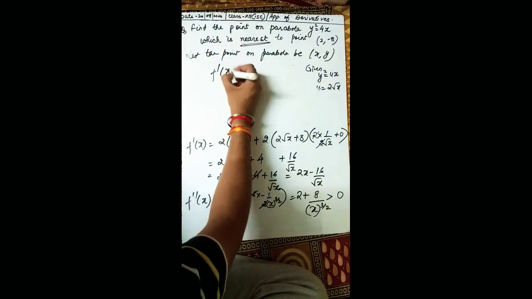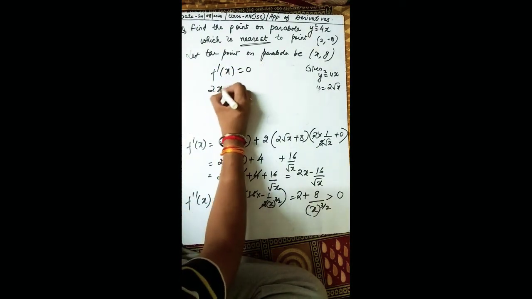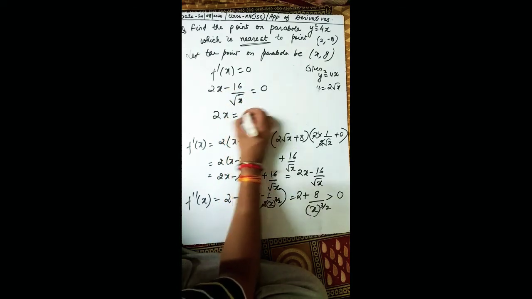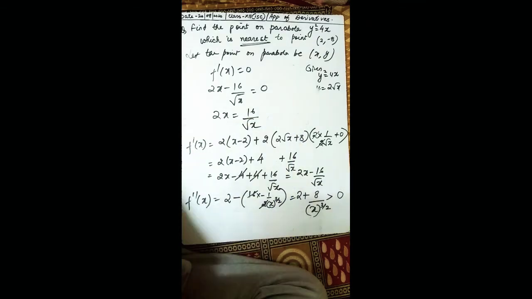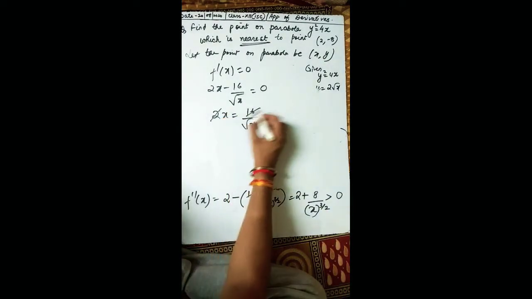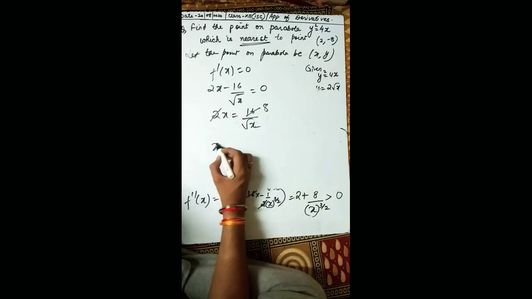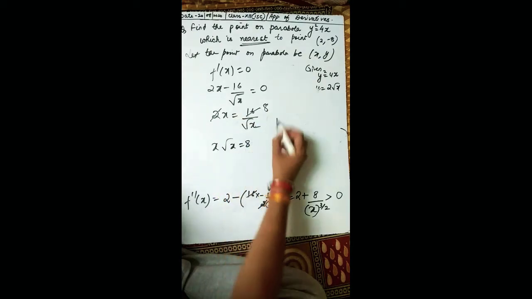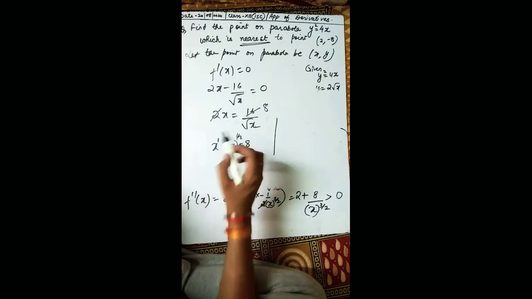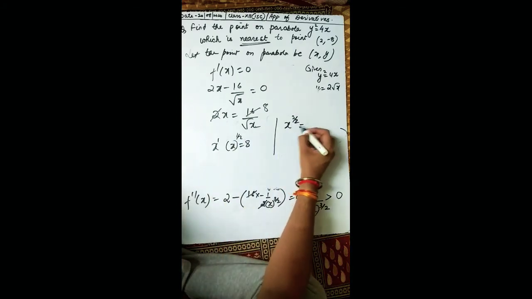So f dash x is equal to 0, which means 2x minus 16 upon root x is equal to 0. 2x is equal to 16 upon root x. Then this 2 with this 8, you take this side, so x root x is equal to 8. This is power 1, and under root means power half. 1 plus half is what? 3 by 2 is equal to 8.